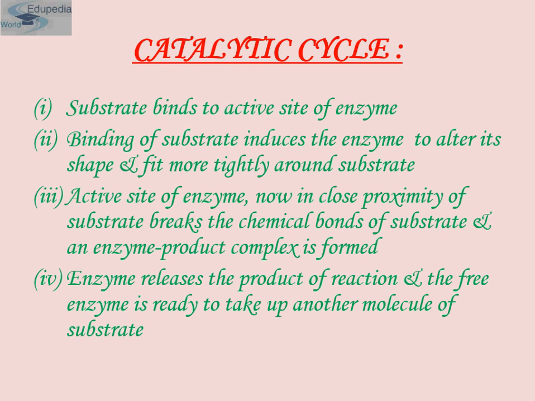Now the catalytic cycle. The catalytic cycle is made up of 4 steps. First, the substrate binds to the active site of the enzyme, because enzymes don't just grab any substrate molecules. They are very specific to each other, just like lock and key. Second, binding of the substrate induces the enzyme to alter its shape and fit more tightly around the substrate. The active site of the enzyme is now in close proximity of the substrate, which breaks the chemical bond of the substrate, and an enzyme-product complex, that is EP, is formed. Enzyme releases the product of the reaction, and the free enzyme is ready to take up another molecule of substrate, because it can be reused in any other reaction too.